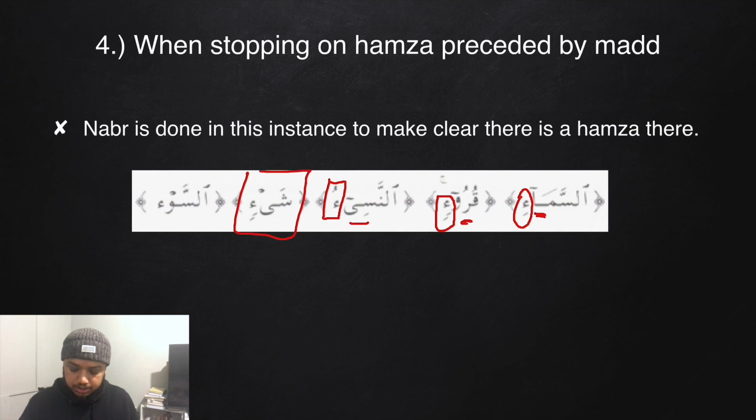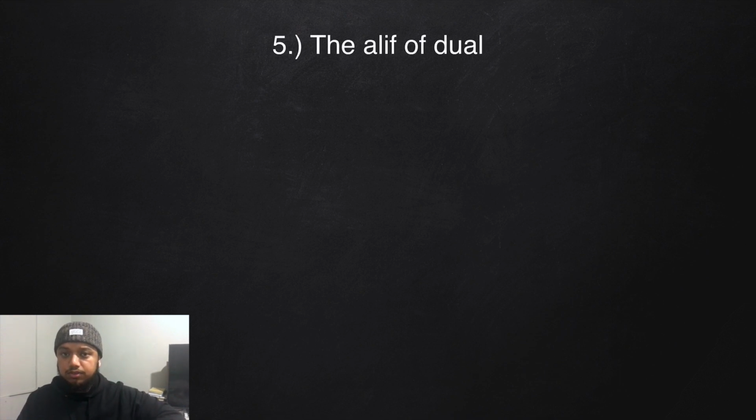Likewise in shay'in, we have mad, we have hamza with mad before it, so mad wajib muttasil, and we're stopping on it, so we'll stretch it for 6 harakat and do nabr. We will raise our voice in order to make clear that there is a hamza there. So it will be shay'. And in the last example, once again we have a hamza preceded by mad, so if we're stopping on it, it will be as-saw'.